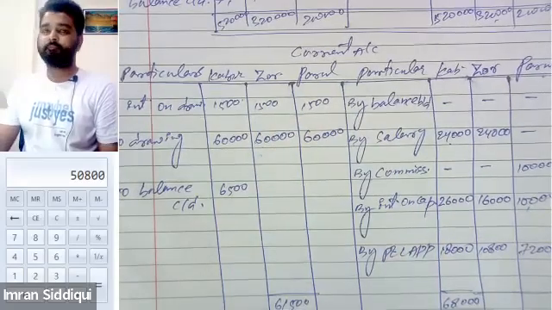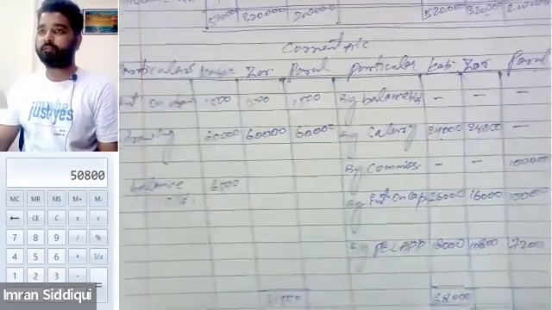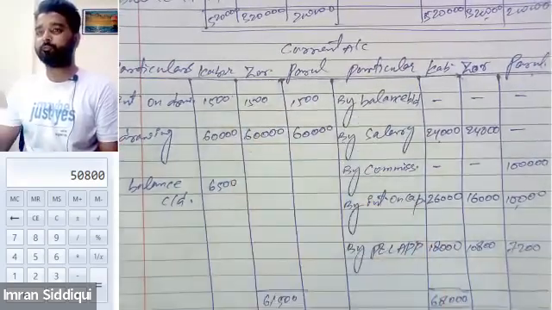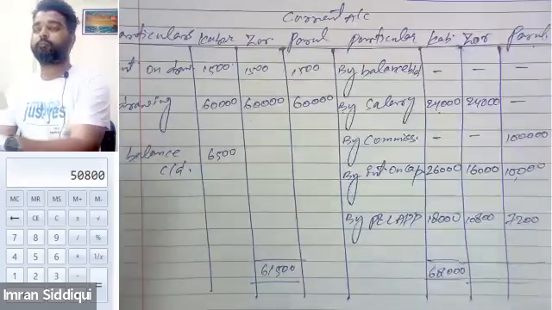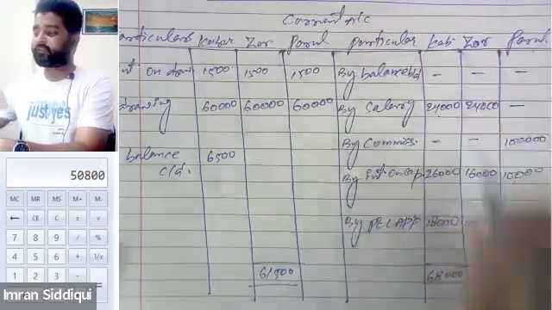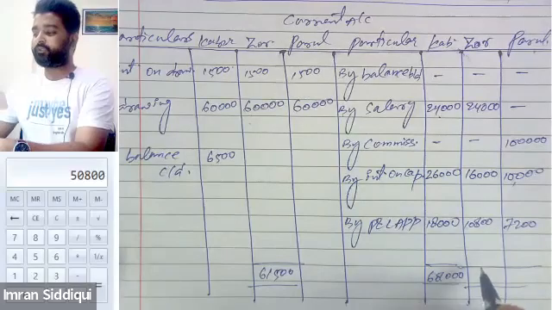Zoravar's debit side is 61,500, that is 1,500 plus 60,000. Is this clear? Yes or no? Okay, sir. And Aman, is this clear to you also? Yes, sir. Debit side is 61,500 and credit side is only 50,800.